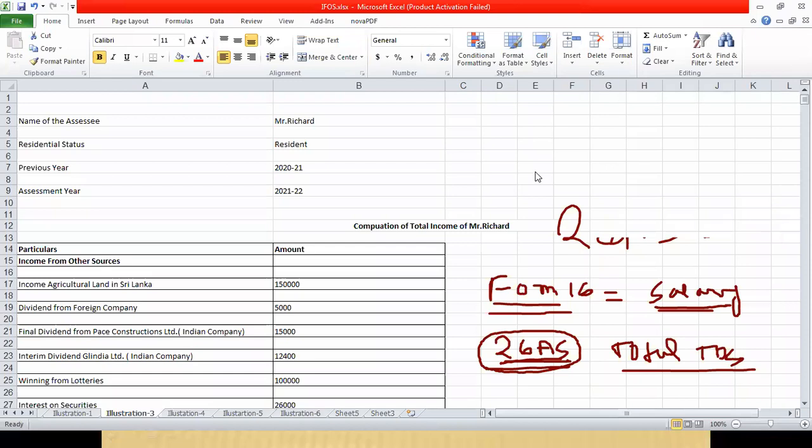So for today, we are stopping here. Further illustrations on income from other sources we will continue in the next class.